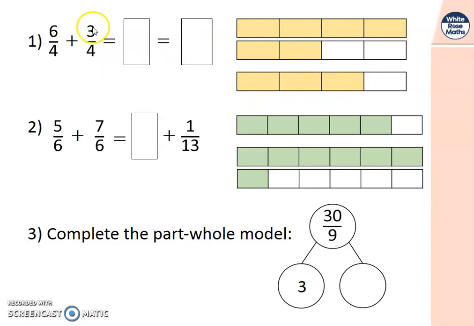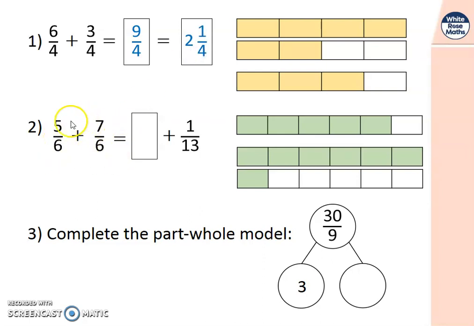What would that be? Well, we add the numerators, and that makes 9 quarters. Now, if we visualize moving these 2 quarters and filling that space, we will see that we get 2 full ones with 1 of the quarters left. So that's 2 and 1 quarter.